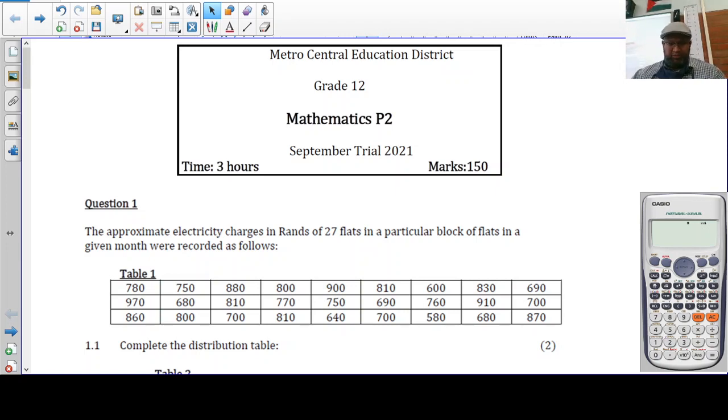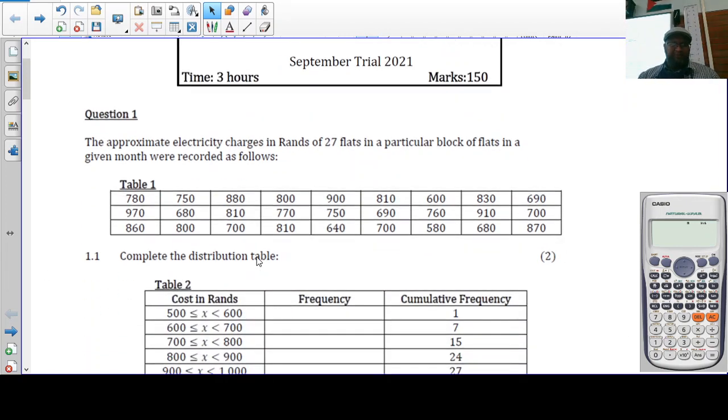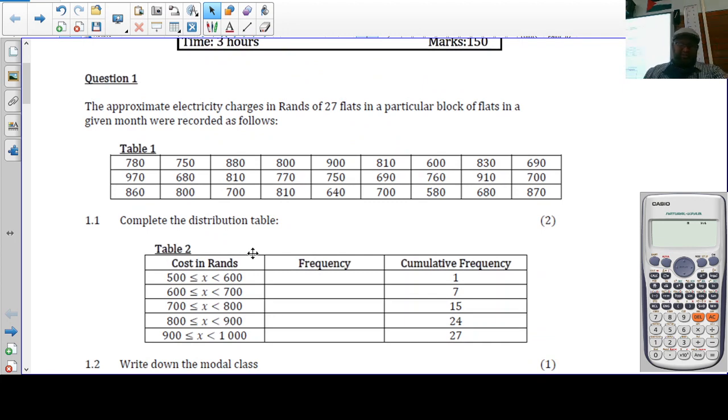Okay, good morning. So today we're looking at the Metro Central Education District, the September Common Paper 2021. In this video we're going to look at question 1 and question 2, the statistics questions on the paper. So let's head straight into it.